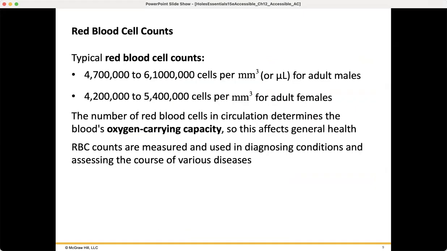Typically for red blood cell counts, and this will be different for male versus female, in adult males we have a decent amount of cells per millimeter squared, and it's slightly less for adult females. I don't need you to memorize these numbers. And the amount of red blood cells that you have and the ones that have oxygen bound to them, that oxyhemoglobin, can kind of tell you your blood's oxygen carrying capacity. And if that carrying capacity is low for some reason, this could be indicative that you have some sort of condition or disease.